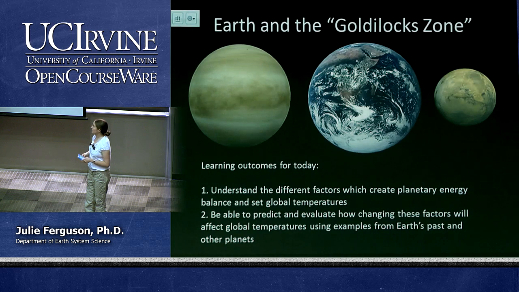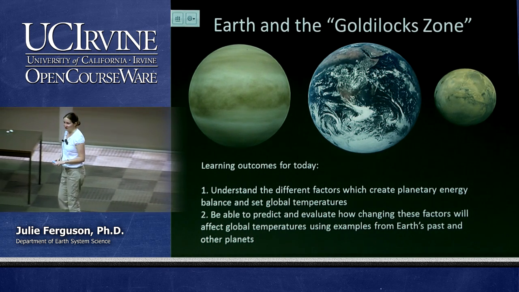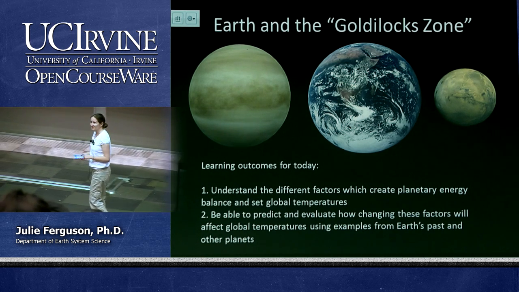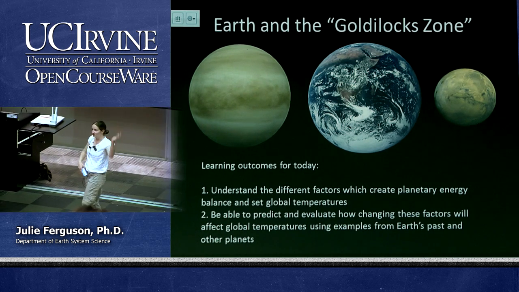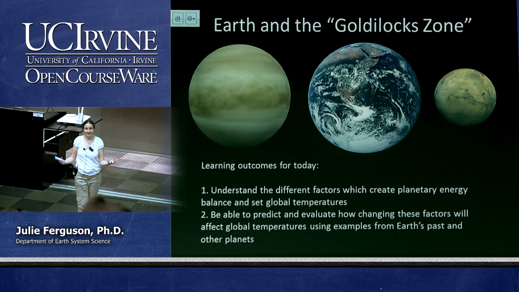Okay? So that's what happens when we take all of those things into account. So what are we going to do today? We are going to think about Earth and the Goldilocks zone. And so hopefully everybody has heard of the three bears. One was too tall, one was too short, one was just right. So Earth is very much like this.